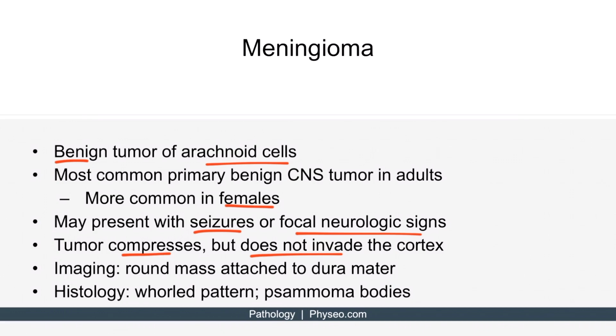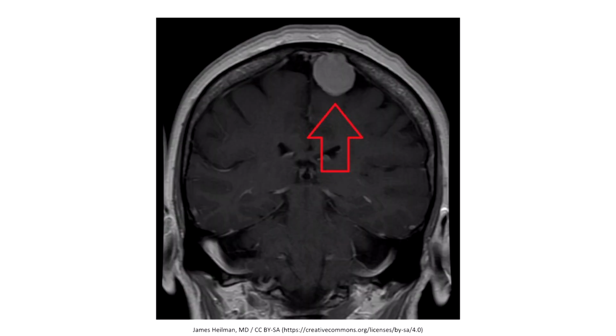On imaging, a round mass attached to the dura mater can be found. A whorled pattern along with psammoma bodies can also be observed on histology. Here's an MRI of someone with a meningioma. Notice how the mass is attached to the dura mater and is compressing but not invading the cortex.